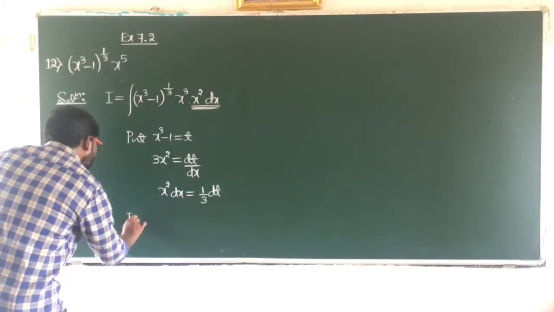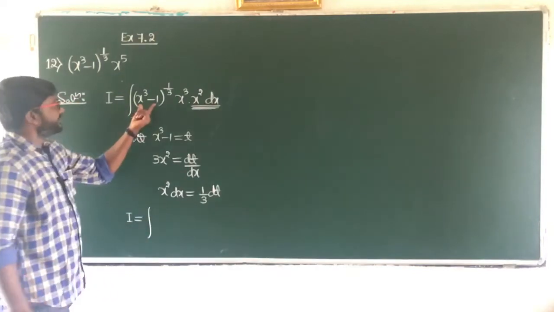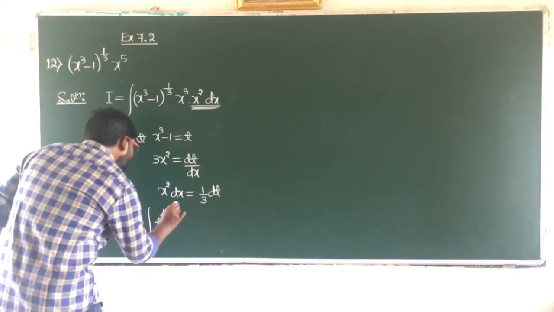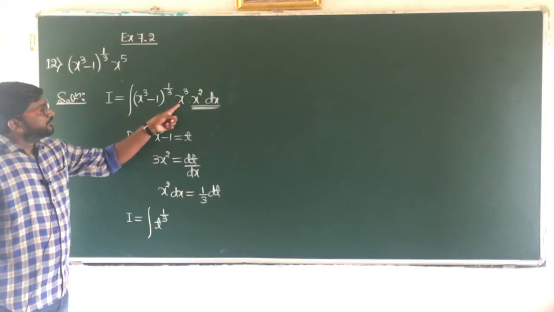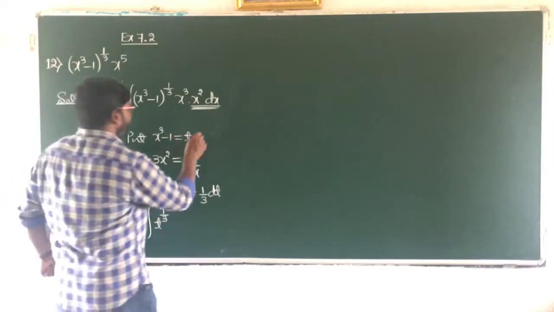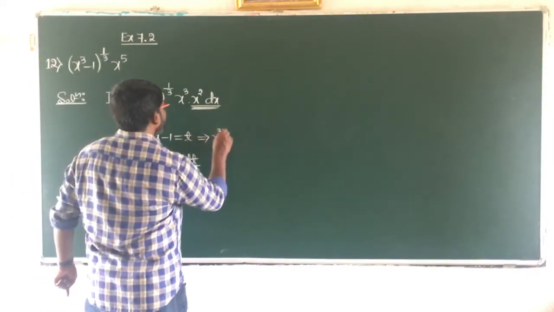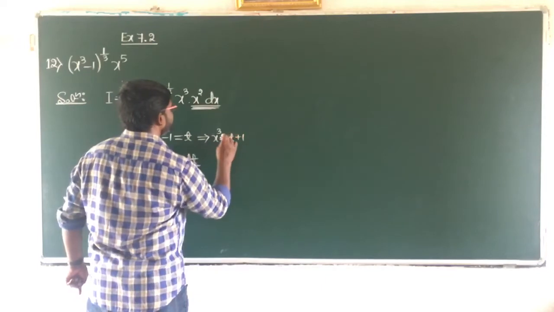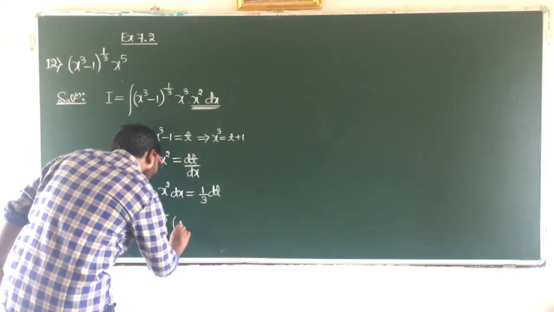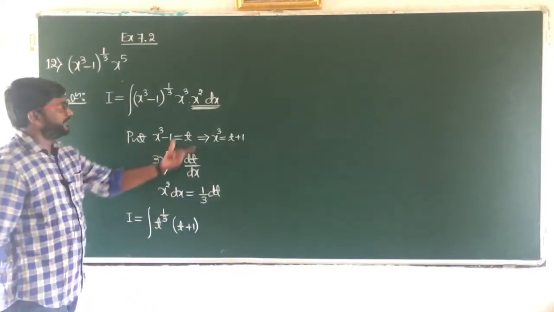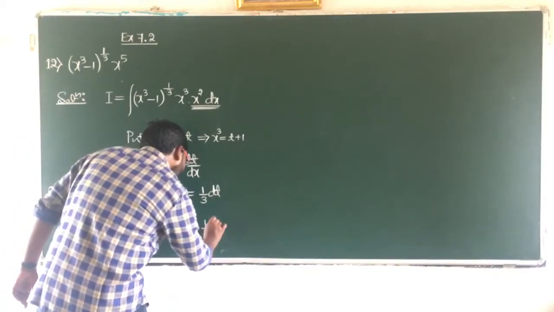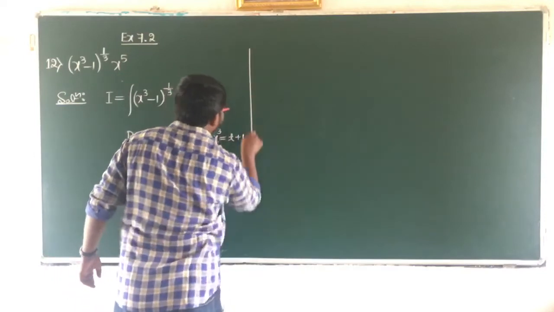Now we have to rewrite the integral. I is equal to the integral of x³ − 1, which is t, so it becomes t to the power 1/3. Now see here, what is x³? Take minus 1 to the RHS, it becomes plus 1. So x³ is equal to t + 1. Now we replace x³ by t + 1, and x² dx will be 1/3 dt. So let us go ahead with the solution.